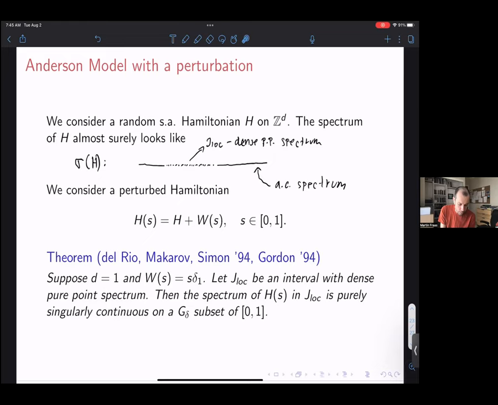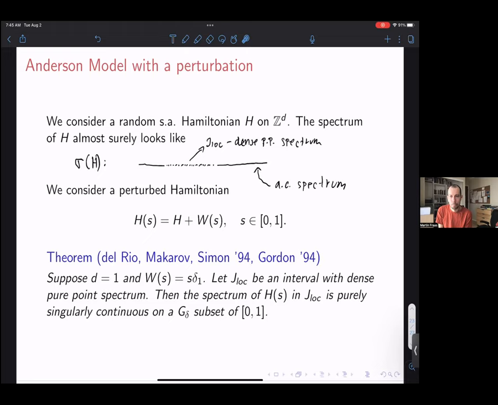So it almost surely looks like it has intervals of absolutely continuous spectrum with what are called mobility gaps, and these are intervals filled by dense pure point spectrum. And so this is how the Hamiltonian looks, and this is how the perturbation would look. And now we consider the perturbed Hamiltonian. So we take this Hamiltonian and we add the perturbation W.